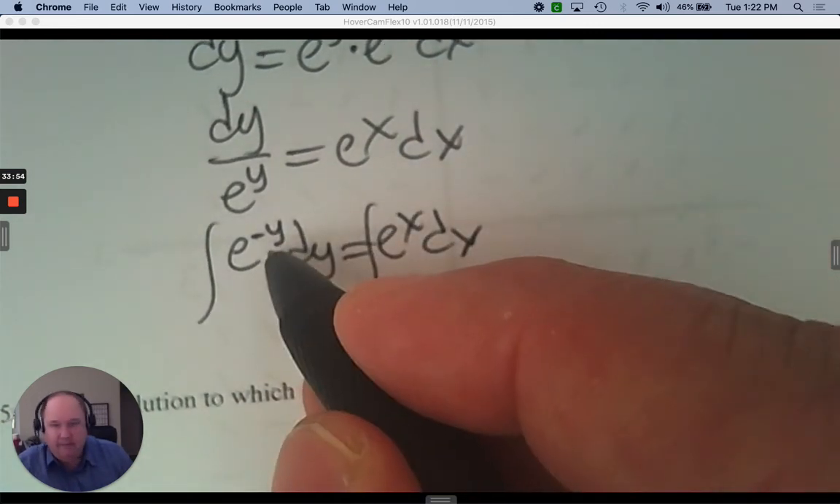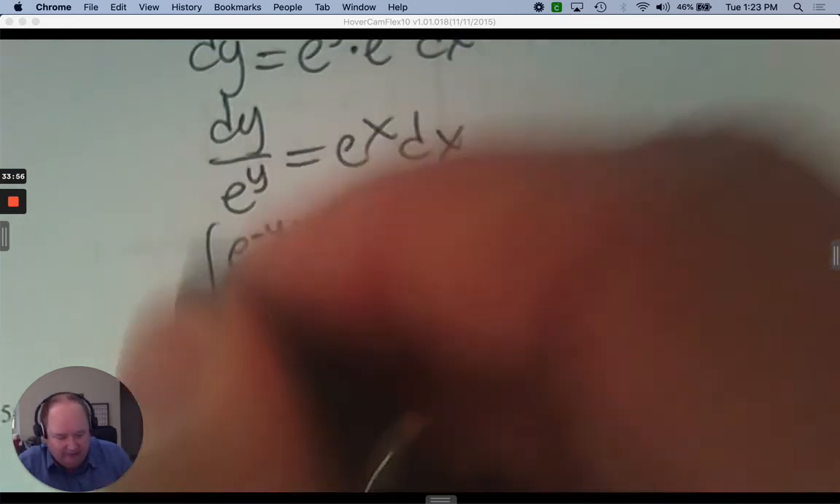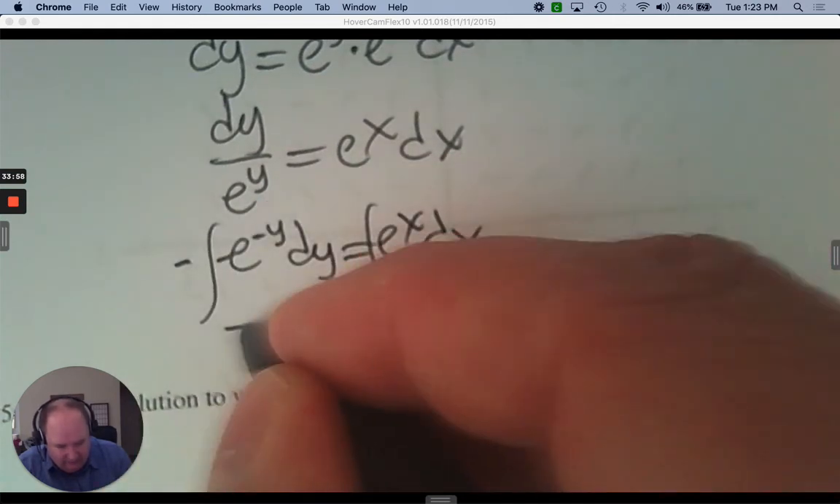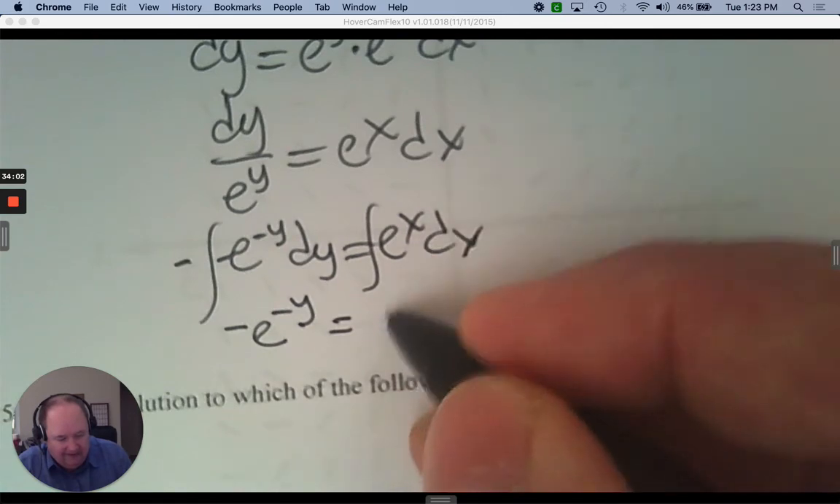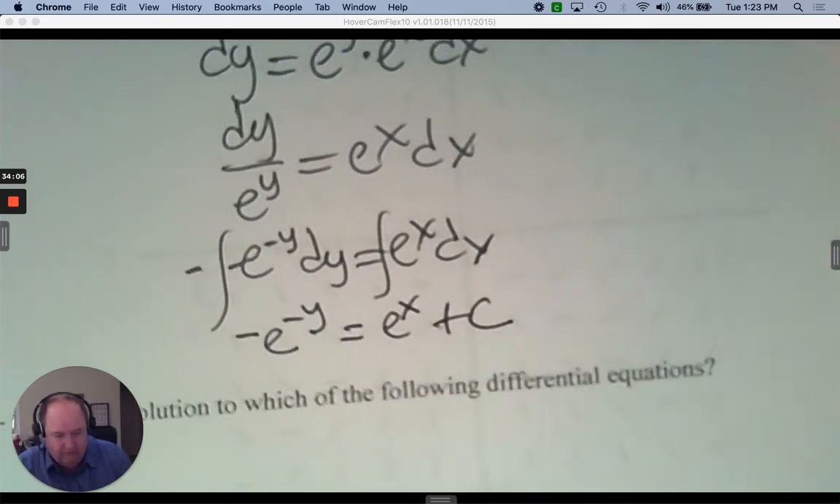So the derivative of negative y is negative 1, so it needs a negative. So it's negative e to the negative y. Here, the antiderivative of e to the x is e to the x, and then the constant.